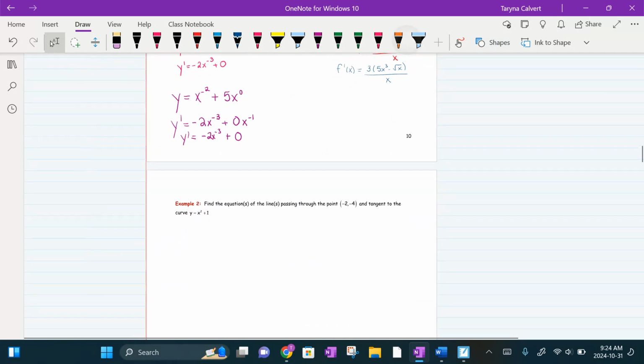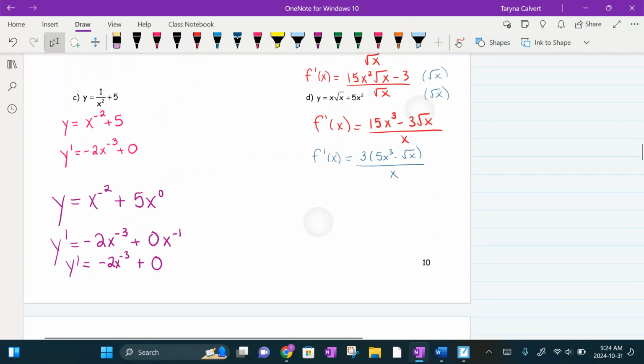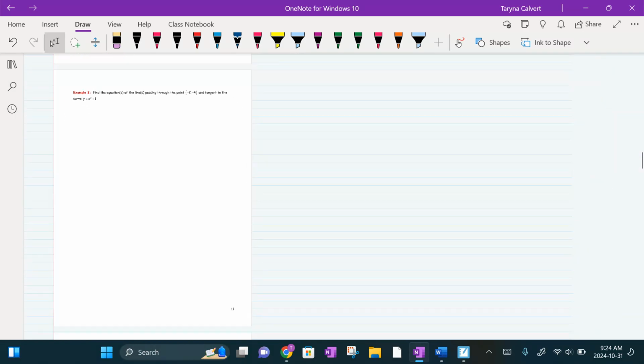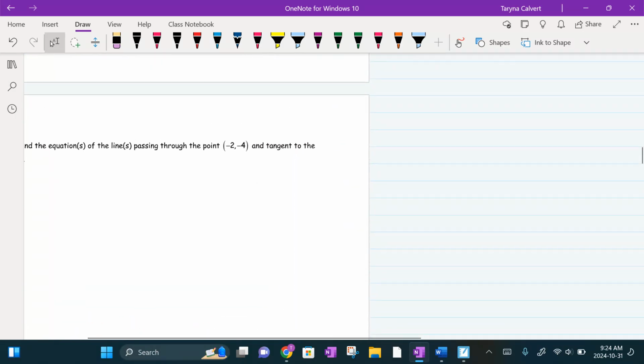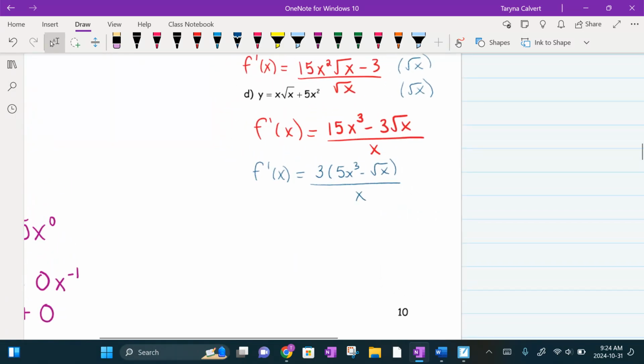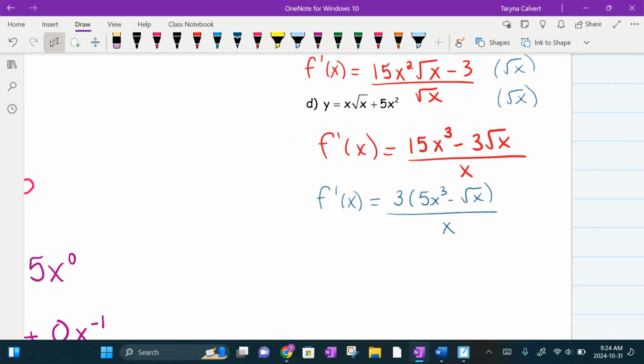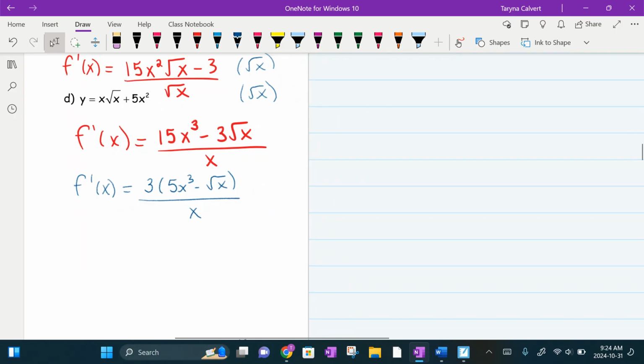So I'm going to do D with you guys, and then you guys are going to try to figure out example 2. And then I will go over it with you after. All right, so for this one, I'll move this stuff in a second. I'll do this over here. So we have to clean this up a little bit. So we have y equals x. So we already did this one, but this type of one.